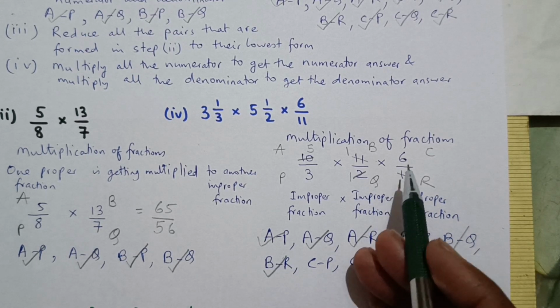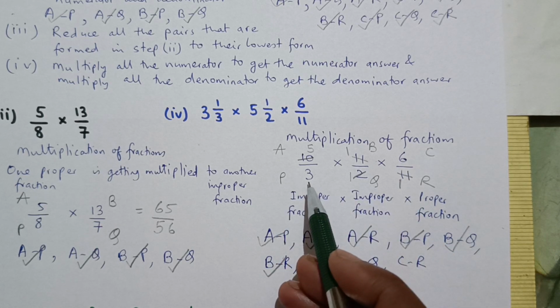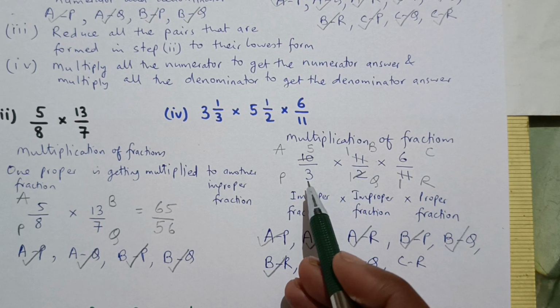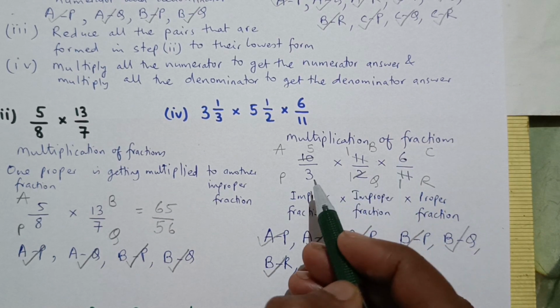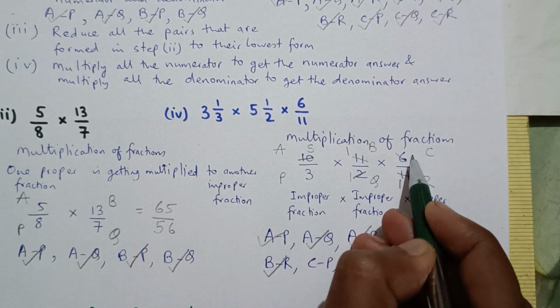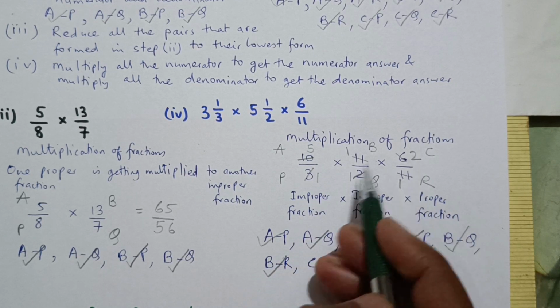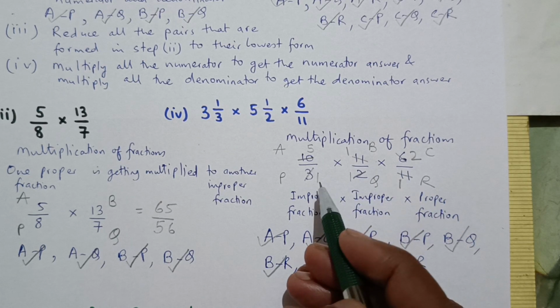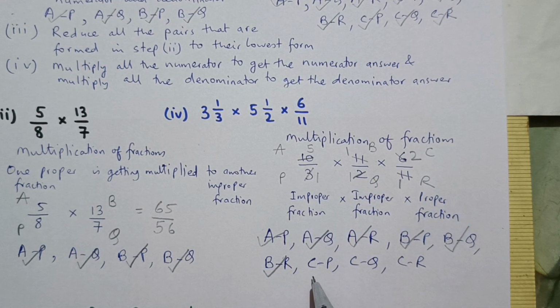Next is CP. C is 6. P is 3. Yes, 6 by 3. So this can be reduced to the lowest form because both of them are divisible by 3. So I will divide both of them by 3 and reduce it to its lowest form. So 6 divided by 3 is 2. 3 divided by 3 is 1. So 2 by 1, and this is the lowest form. You cannot reduce it any further. So CP is 2 by 1 in its lowest form.